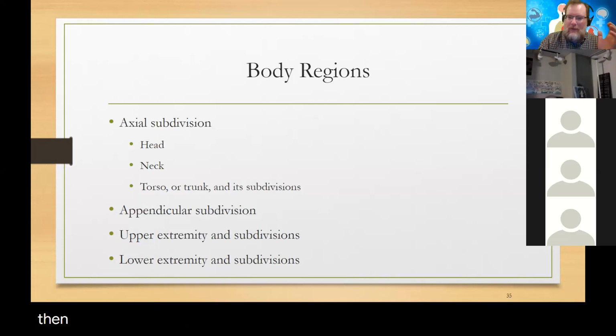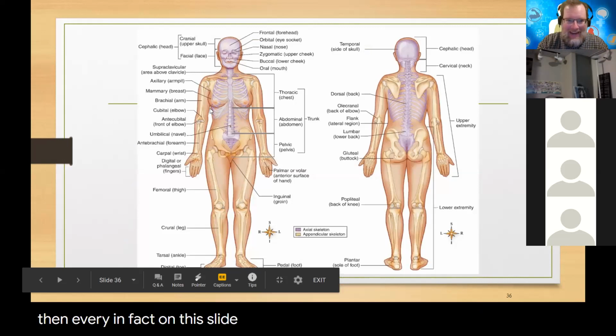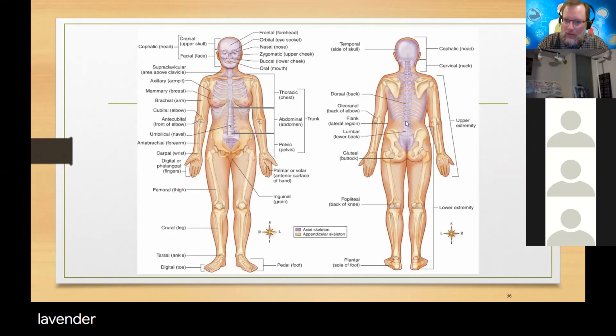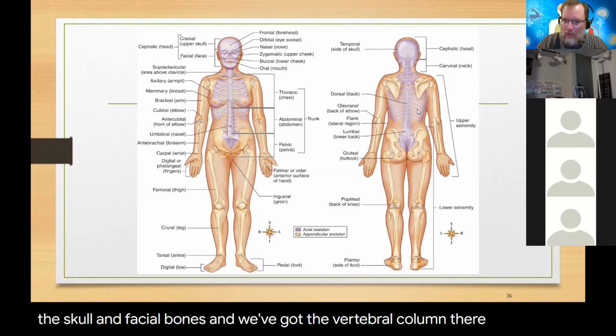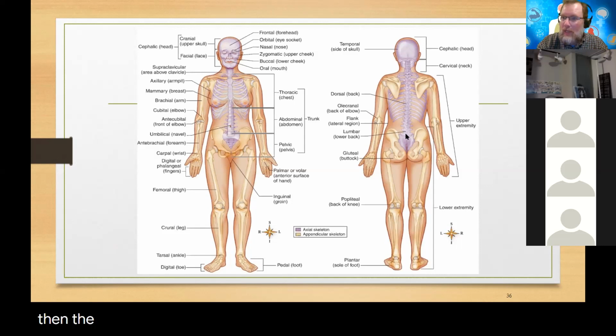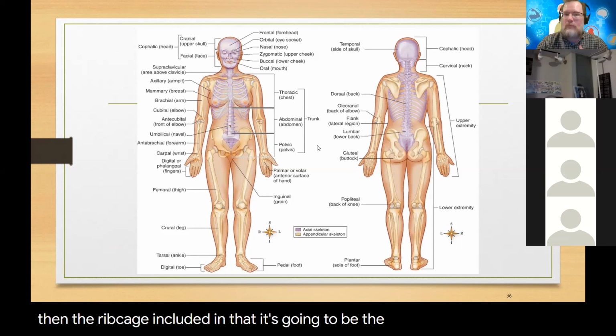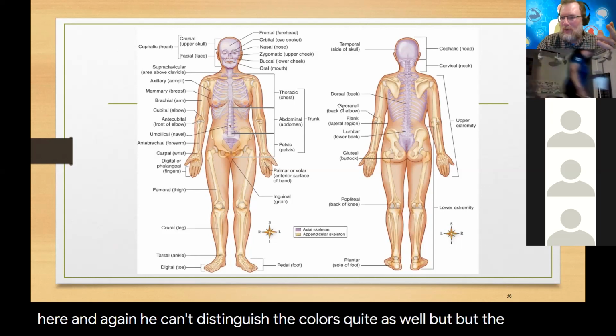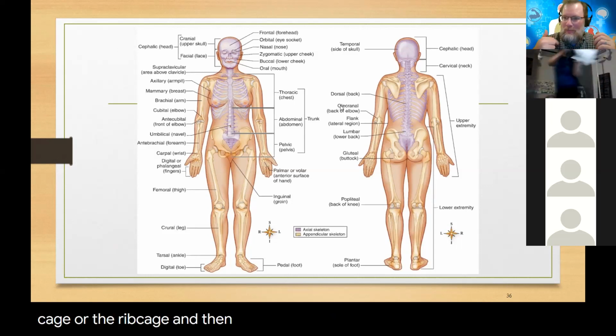And then in fact, on this slide, you can't tell as well over here, but on this particular one on the right, you can see we've got that nice pastel lavender color there. That's going to be indicating the axial portion of the body. So we can see we've got the skull and facial bones. Then we've got the vertebral column there, and then the rib cage. Included in that is going to be the sternum too. If we come over here, and again, you can't distinguish the colors quite as well, but the thoracic cage or the rib cage, and then the vertebral column and the skull.